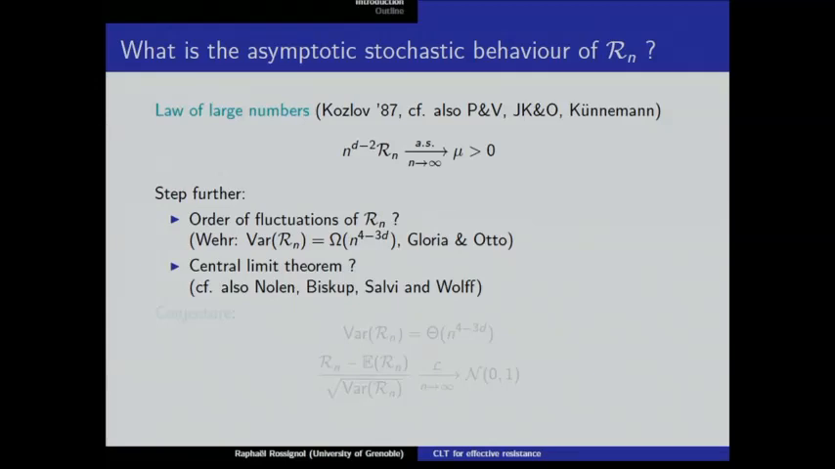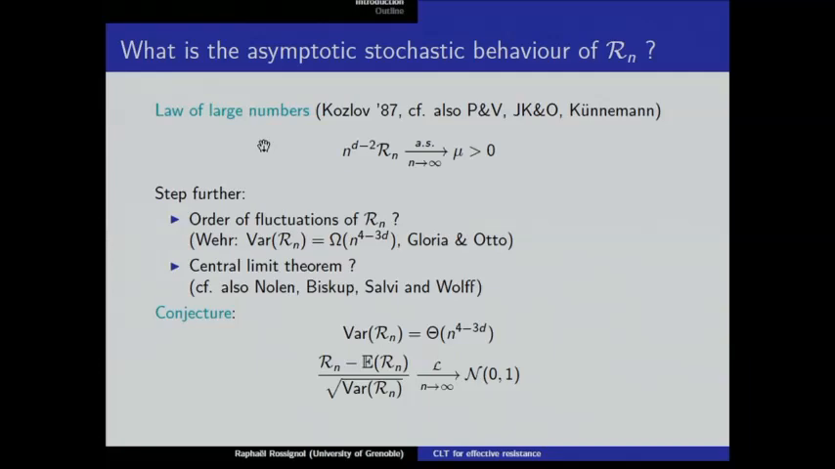And is there a central limit theorem then? We can wonder if Rn is asymptotically Gaussian once correctly normalized. We will address this question, and there are mainly two other results: one by Nolan, which gives a Gaussian approximation under some hypotheses, and another one by Biskup, Salvi, and Wolff. If I have some time, I can maybe compare their results at the end of the talk.